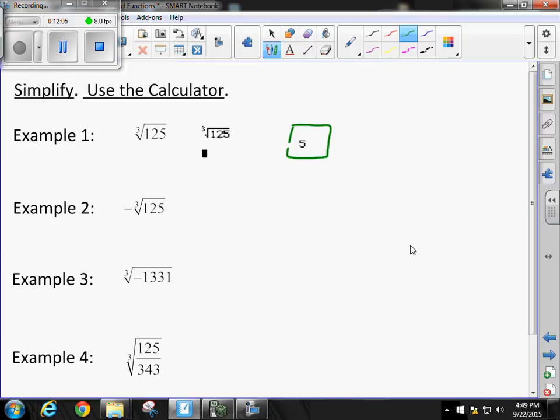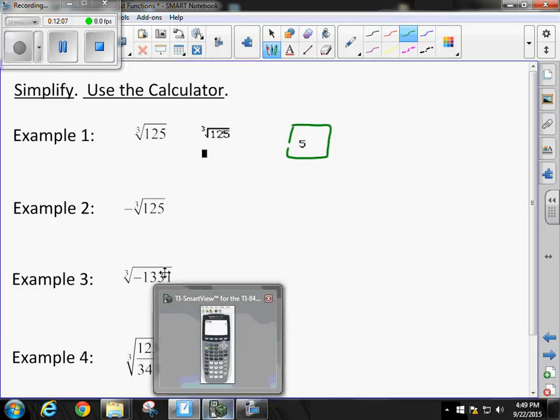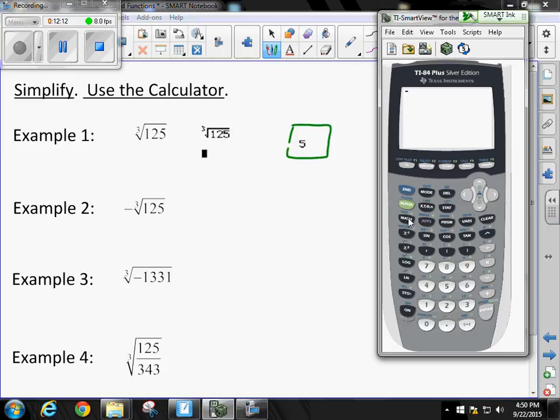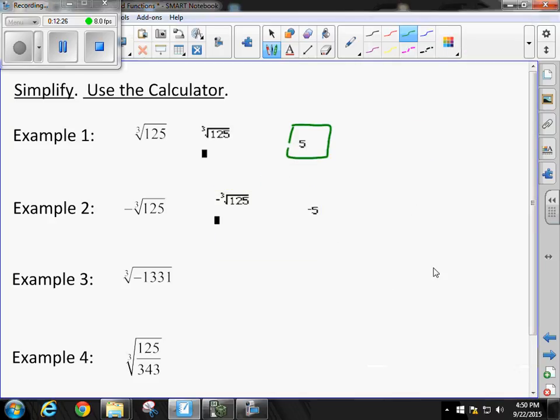Now I'm going to do negative the cube root of 125. So I'll have negative, and then Math 4 to get the cube root symbol. And this time, you see the negative out front makes the answer become negative 5. This answer is negative 5.